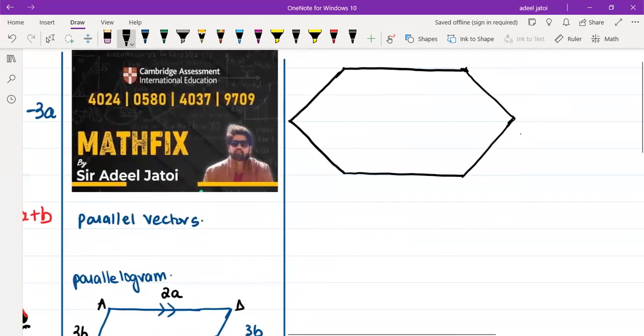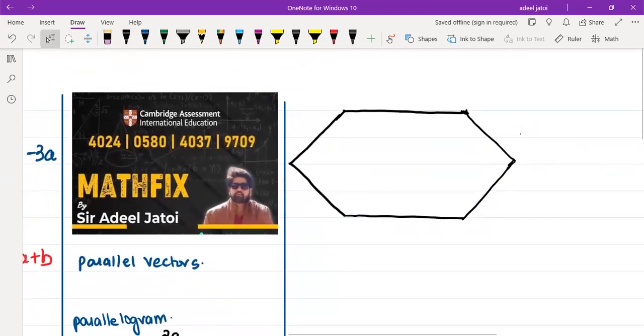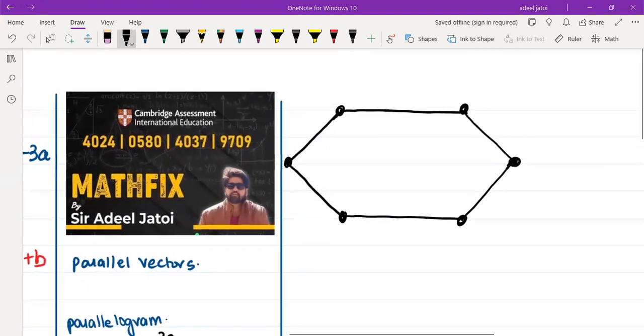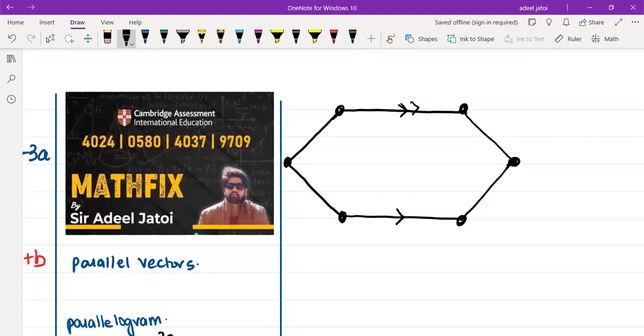Now, this is a six-sided figure. Let's say this is a regular hexagon. What you need to understand here is that these two lines are parallel, these two lines are parallel, and these two lines are parallel. So whatever the direction is given, we'll be using the same direction.